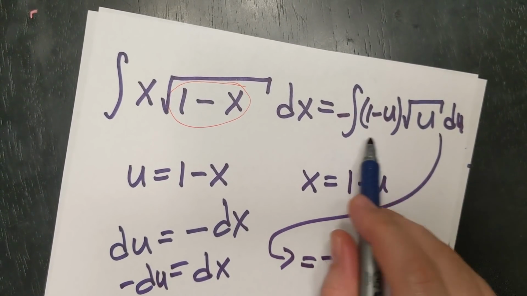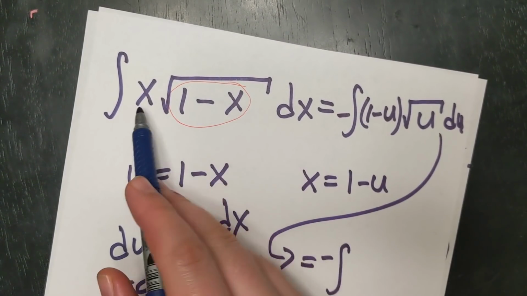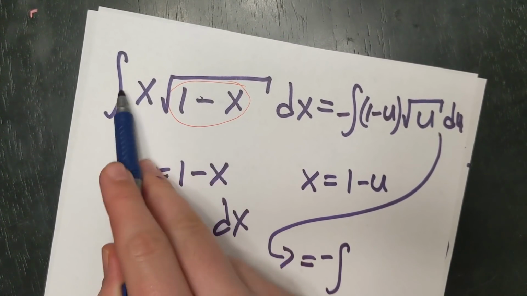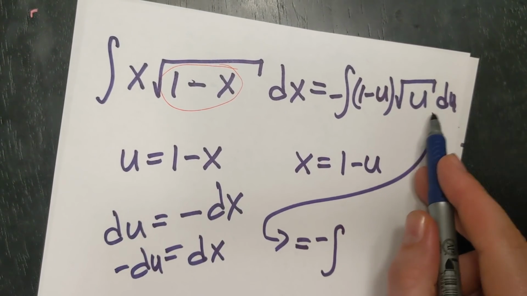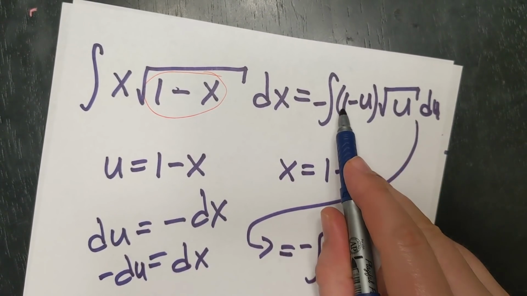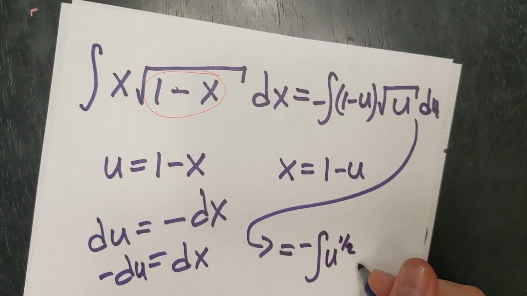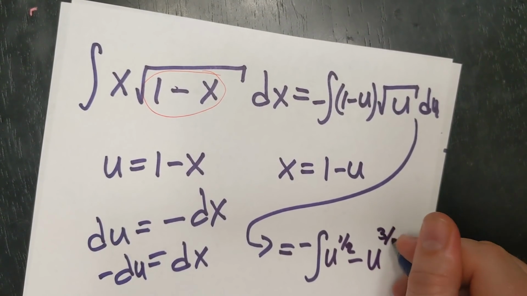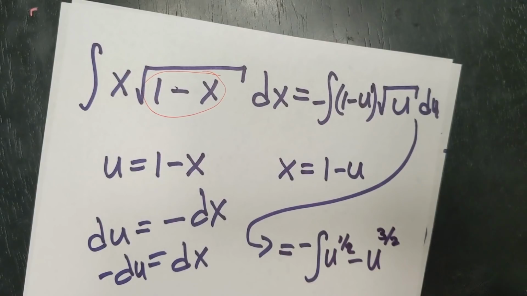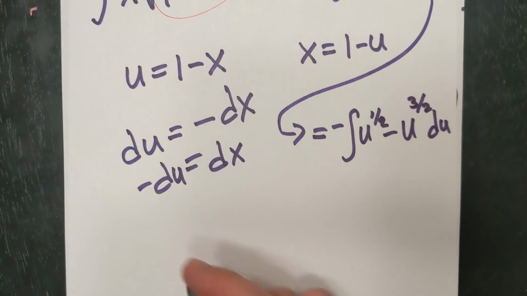So then this thing comes out to be negative the antiderivative. Like, how does this help? It's still a mess. But now we can distribute. Here we can't distribute within the square root. But here you can distribute. This is just going to be 1 times u, so that's just a copy of u to the half, minus u times the square root of u, so that's u to the 3 halves, because u is u to the 1. And so now it's something that we know how to solve.